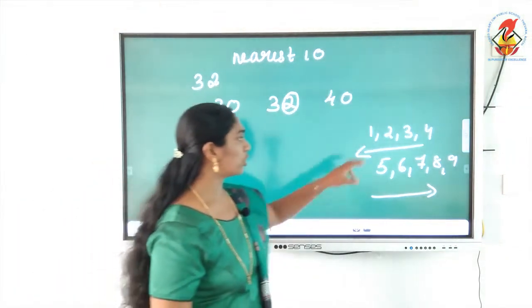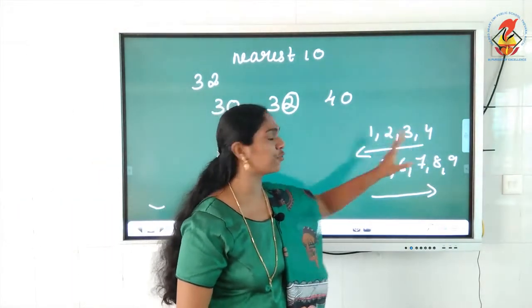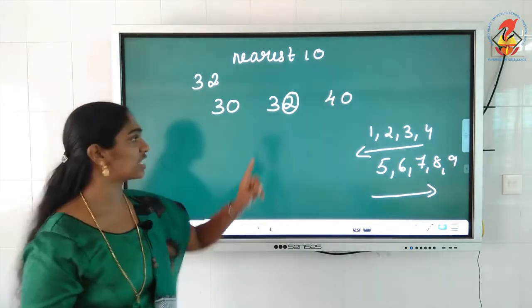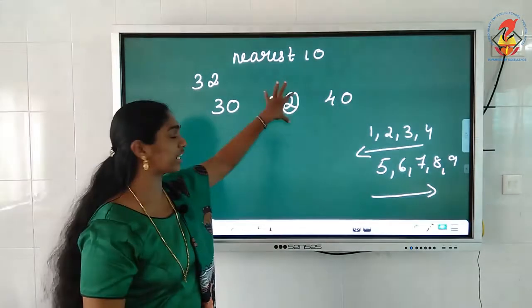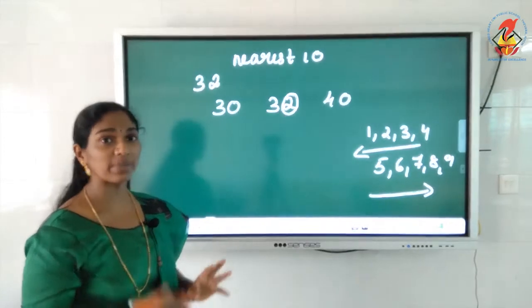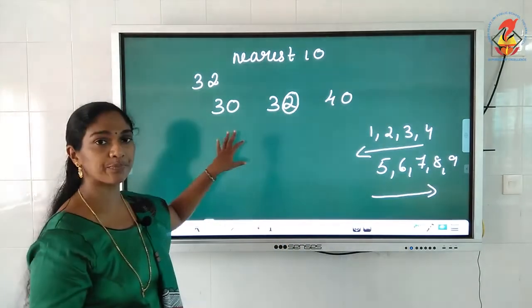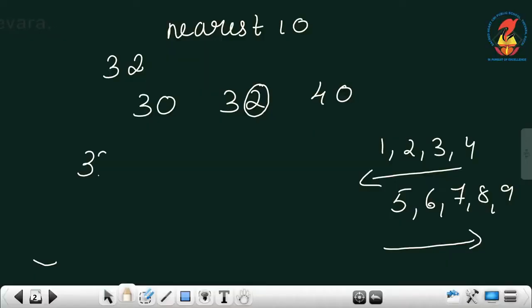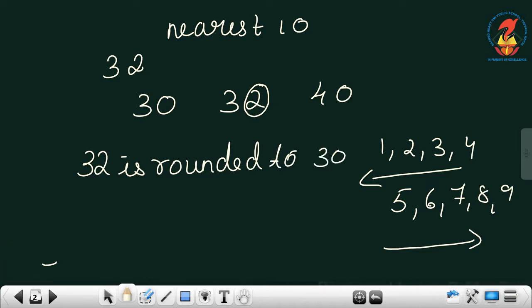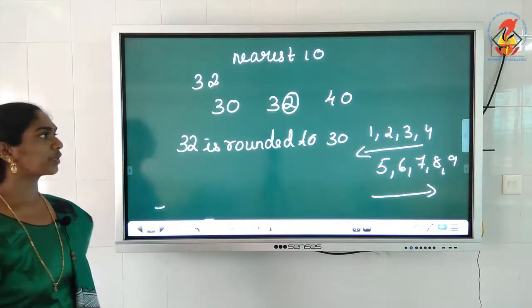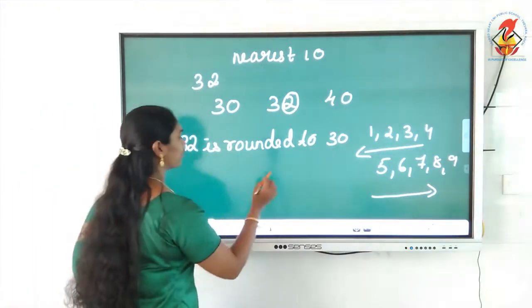So in this question, you can see 2 is coming in the ones place. As I told you, the numbers 1, 2, 3 and 4, if you have these digits in the ones place, this number, that is 32, will be rounded to the first 10. Which is our first 10 here? 30. So I can say 32 is rounded to 30. Clear?